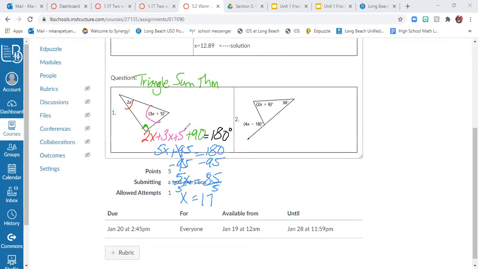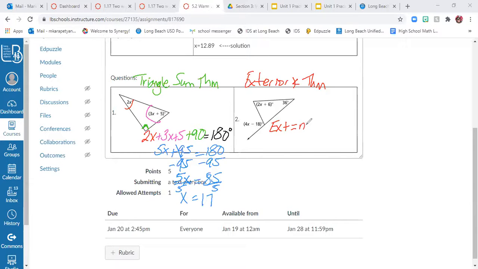So that's number 1, right? So number 2, when we take a look at it, we can automatically see that we have an exterior angle, which means I'm probably not going to be able to use the triangle sum theorem. I'm probably going to have to use my exterior angle theorem. If you remember, our exterior angle theorem says that our exterior angle is equal to the 2 non-adjacent interior angles.